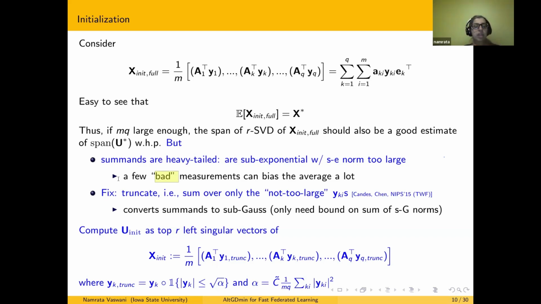Again, this whole idea borrows from something that was done for a single column x in a paper by Candes and Chen. I think the algorithm was called truncated Wirtinger flow for standard phase retrieval. And we borrow the same idea and apply it to matrices. Mathematically, you're going from sub-exponential random variables to sub-Gaussian random variables, essentially going from exponential-like to Gaussian-like random variables, which are much easier to bound using law of large numbers results.